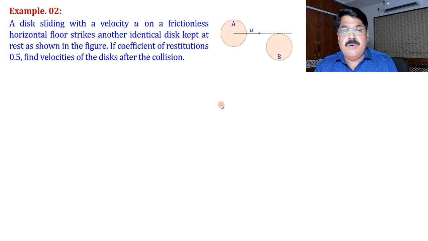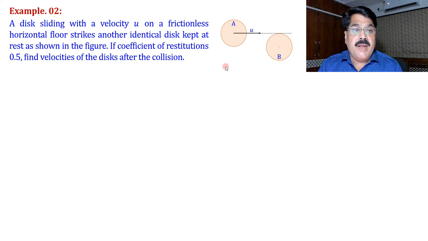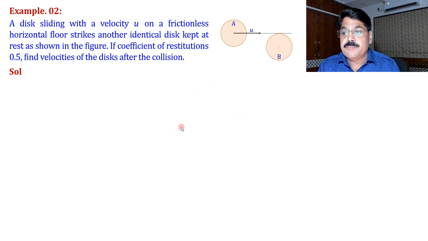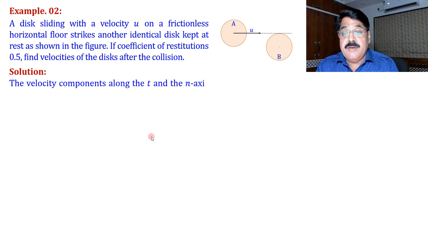Now here angles are not given, but the geometry of the situation will suggest how to find the angle between the line of collision and the velocities. Actually, you can see here the line of the velocity vector is this and it is touching that disk. Now for this we just draw what will happen immediately before the collision. That geometry will help us to decide the necessary angle to find the t and n components of u. The velocity components along the t and n axes immediately before and after the impact are shown.